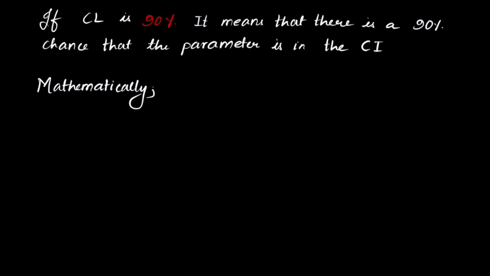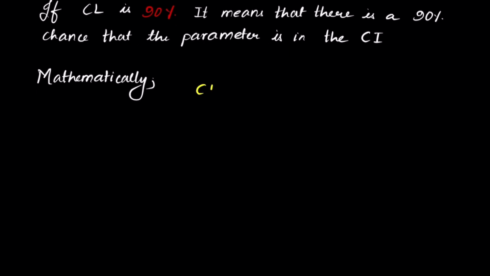Okay, so mathematically, the confidence level is equal to 1 minus alpha, where alpha is the threshold limit, or the maximum limit, of type 1 error. Threshold of type 1 error.